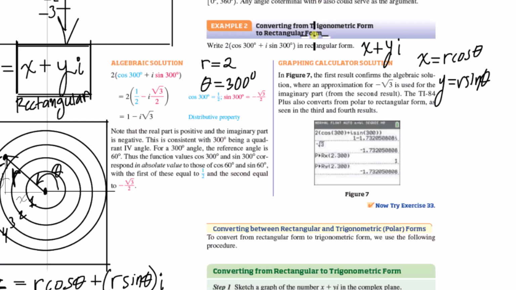And it's important to note that these two represent the exact same number. 1 minus i root 3 and this 2 times cosine 300 plus i sine 300 represent the exact same number. It's important to realize that. Like, those two are equal. You can set those equal. Okay.